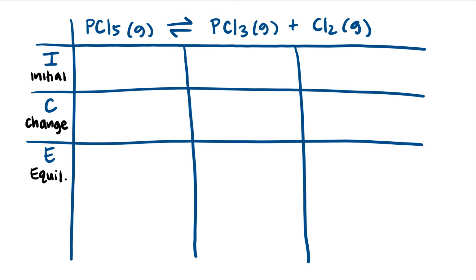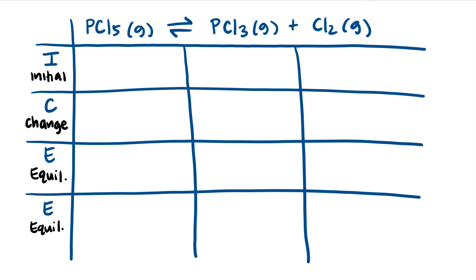We're going to draw an additional row and turn this into an ICEE chart. That additional E row also stands for equilibrium. So the main difference between our two equilibrium rows is that the first one is equilibrium in terms of x, and the second equilibrium row will be the actual molarity of the chemical species at equilibrium.